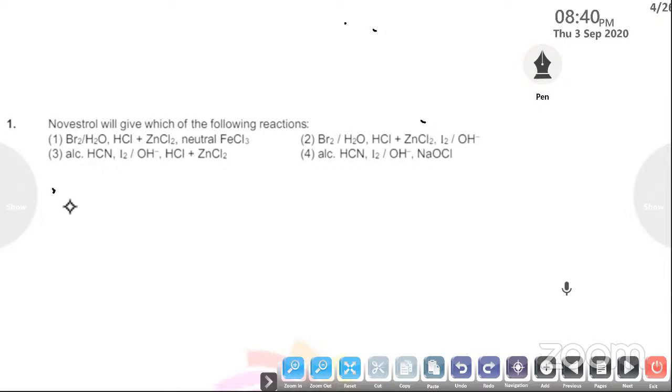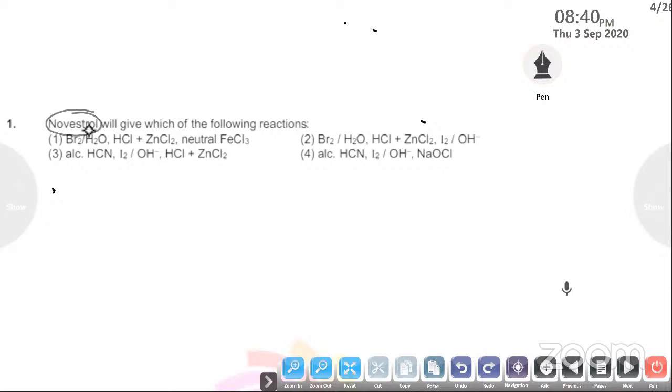So we have chemistry questions now. We'll take them one by one. So we have the first question. Novestrol will give which of the following reactions? You know, this is an anti-fertility drug, Novestrol. So he's asking, what are the reactions that it undergoes? Many times, every day, a chemistry in everyday life question is coming. So today it's asked about Novestrol.